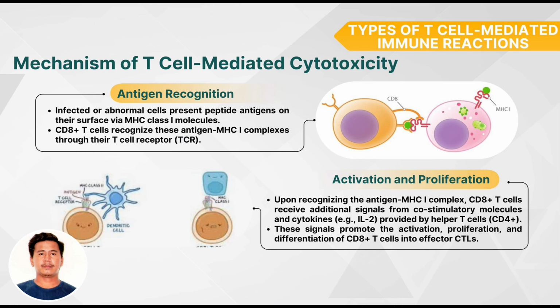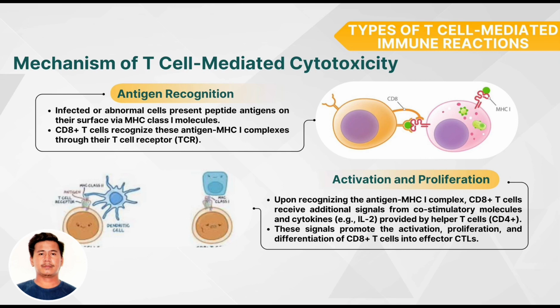First one, we have this antigen recognition. Infected or abnormal cells present peptide antigens on their surface via MHC, or major histocompatibility complex, class 1 molecules. Then CD8 plus T cells recognize these antigen-MHC1 complexes through their T cell receptor, or TCR. And after this recognition of antigen, we have activation and proliferation.